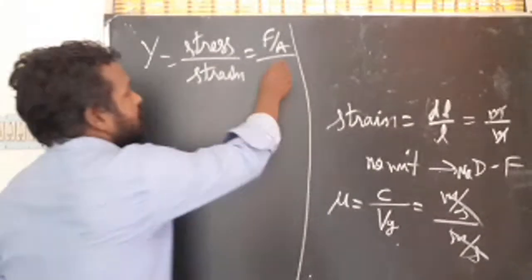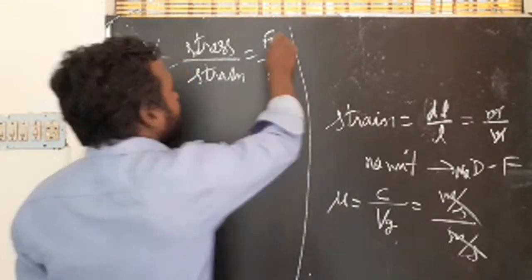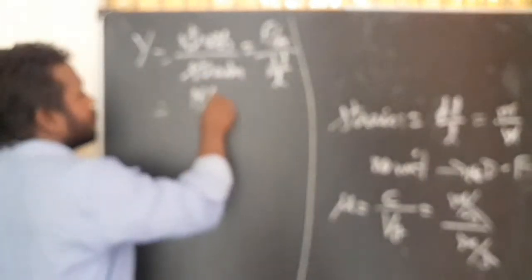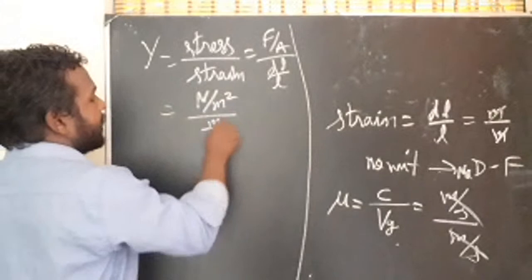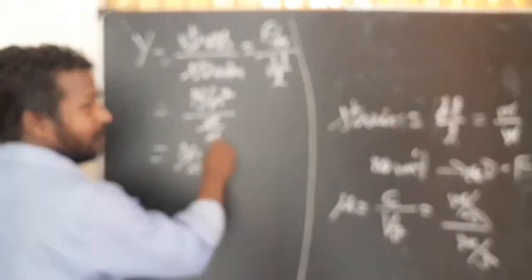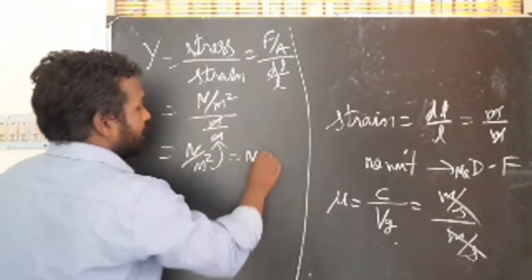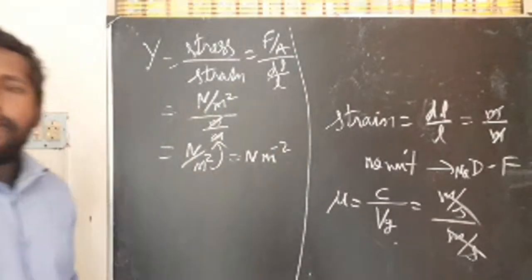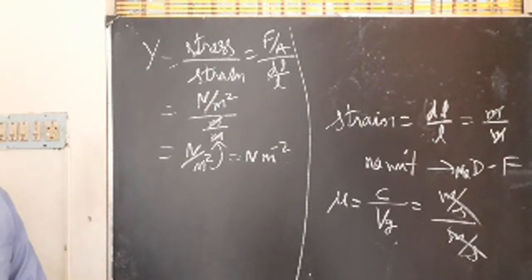Strain is changing length by original length. So it's going to be Newton by meter square divided by meter, the meter gets cancelled. It's same as the stress, Newton by meter square. If you take it from denominator to numerator, Newton meter minus 2. Now we are learning the modulus of elasticity dimensional formula.